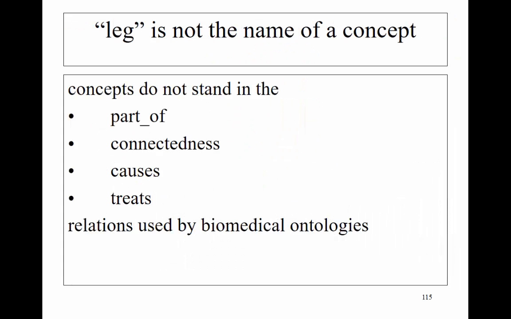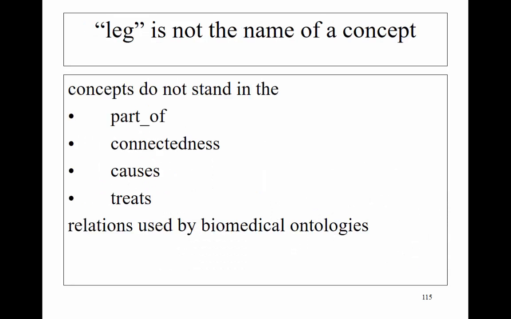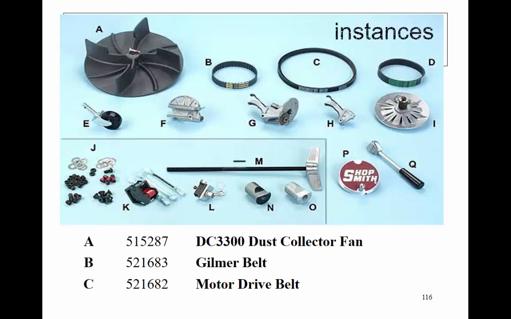And then what the universals are in reality. So, leg is not the name of a concept, because legs stand to whole bodies in part of relations, and concepts don't stand in part of relations to other concepts.